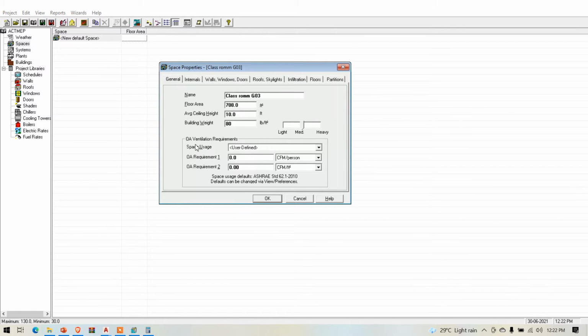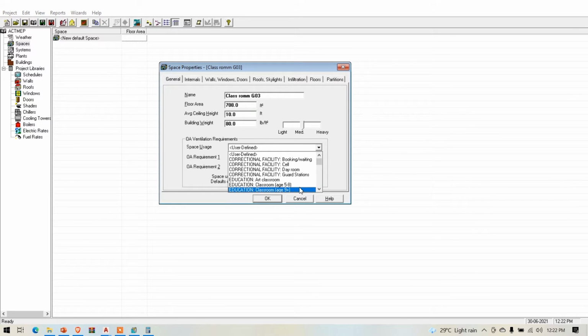Okay, and next they are asking the OA ventilation requirements. OA is nothing but outside air. This is nothing but a fresh air calculation. So how much fresh air we require into that room. That is completely based on what the space is used for, completely based on the application. And here we need to select that room for what application we are using. Since it is a classroom, here we have to select this classroom over here.